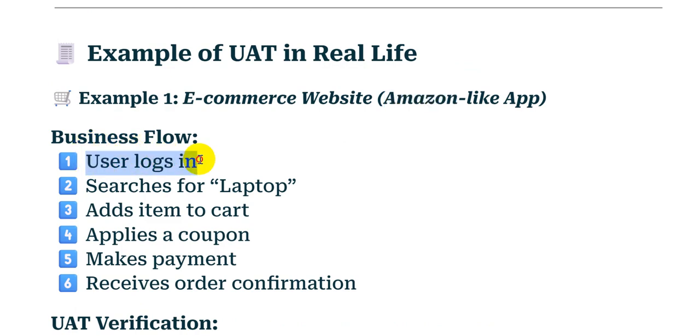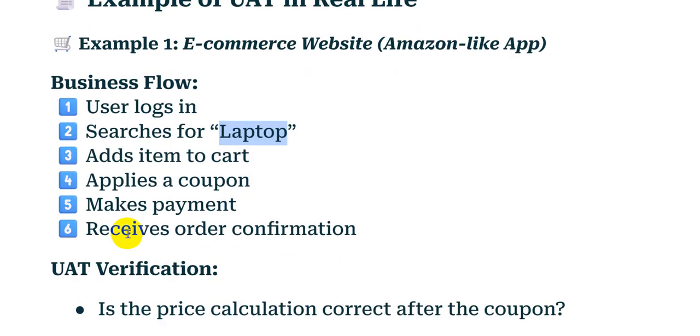We can log into the Amazon application, and search for any product like a laptop or mobile. Then we can add that product to the cart. Then suppose we have a coupon, we can try to apply that coupon on the added product. The next phase is payment. We can do the payment. And the last one is, whenever payment happens, we get the order ID or confirmation email or SMS. So these are the business flows.